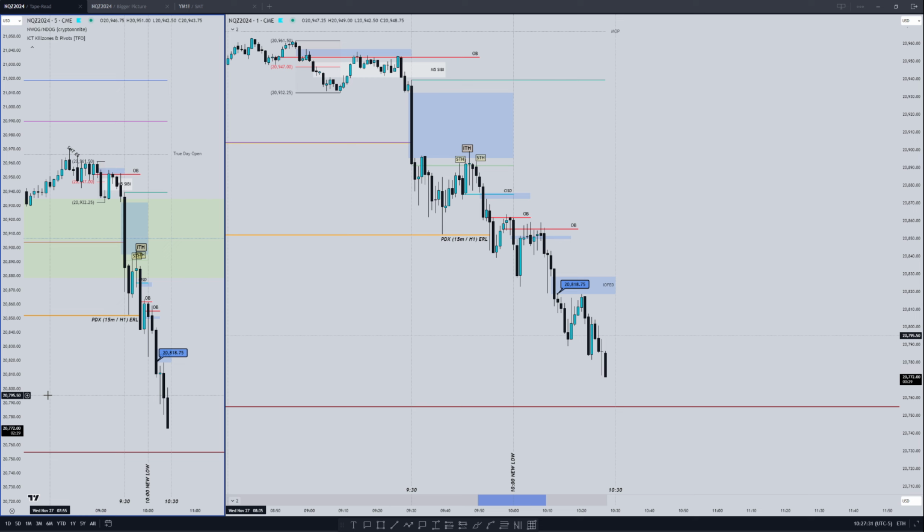Do you think PD arrays that overlap with the fair value gap are any good? Yeah. Order blocks with fair value gaps is perfect. I love that. It's one of my 2 entry types that I favor. Either a breaker or an order block that pairs up with a fair value gap.